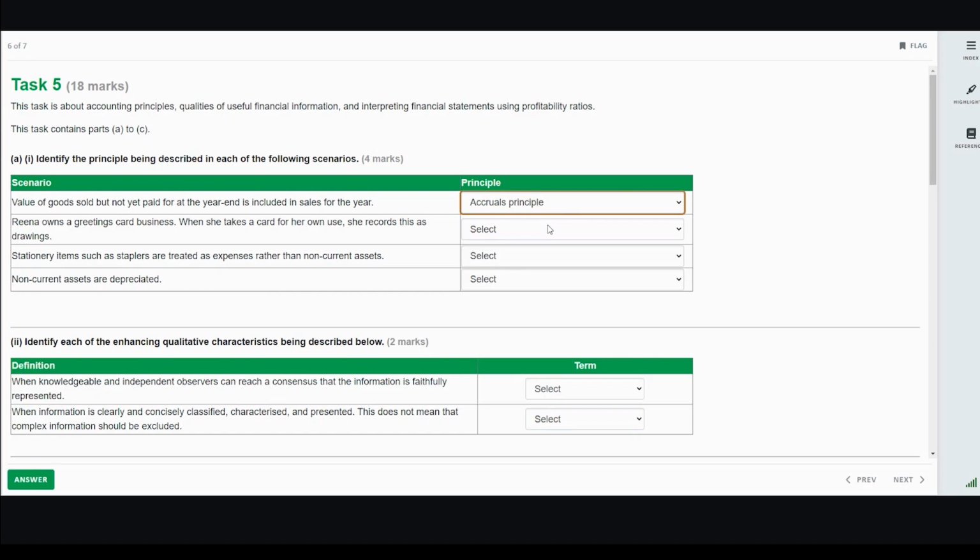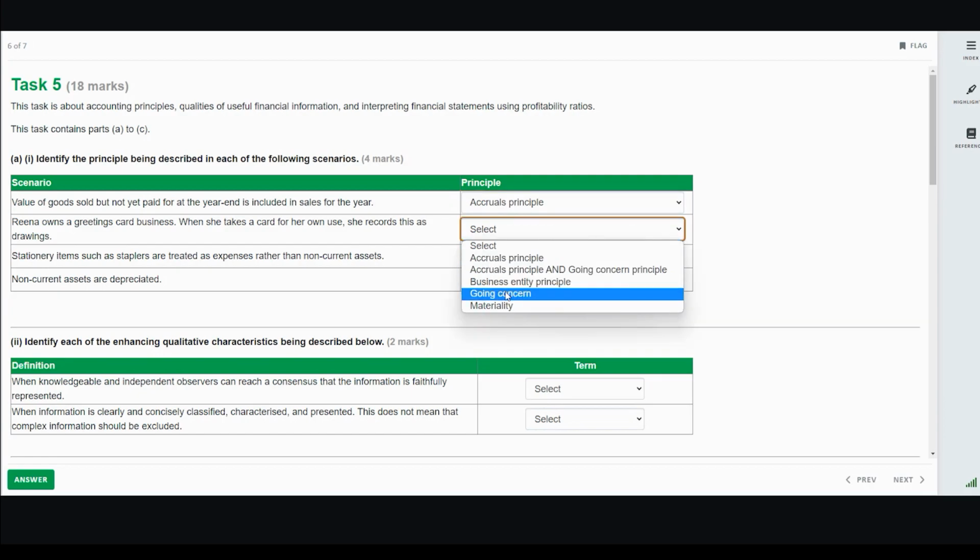The next one: Rena takes a card from a business for her own personal use. Well, first of all, you've got to remember that the business and the owner should be classed as separate entities. So any transactions in the business should be recorded separately to the owner. So with that in mind, this would be the business entity principle.